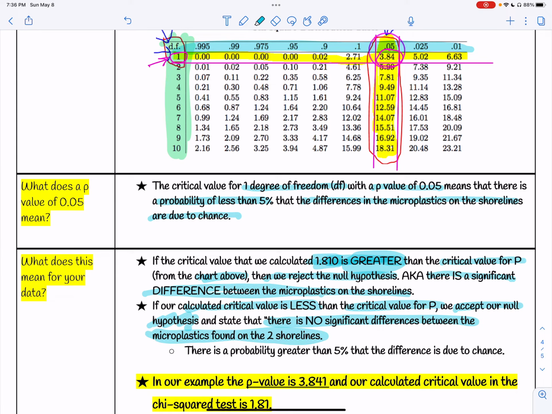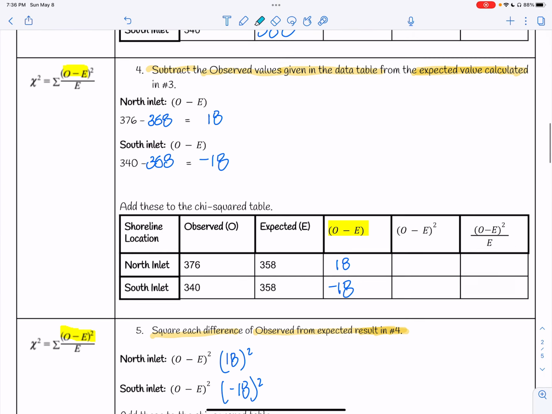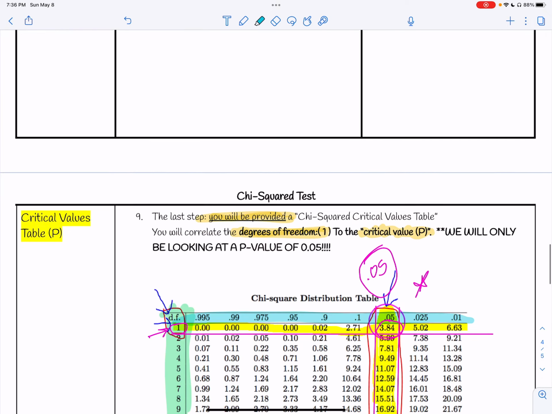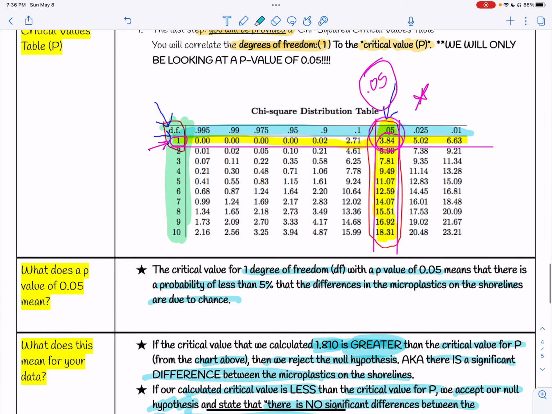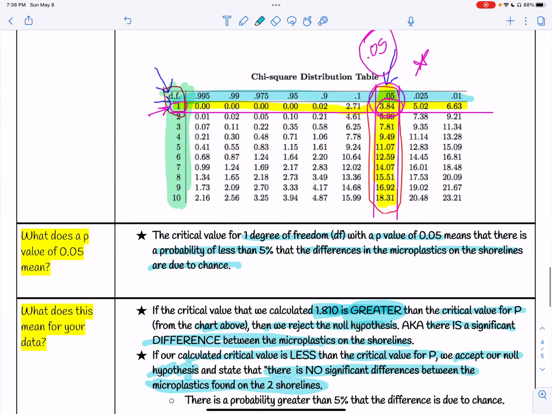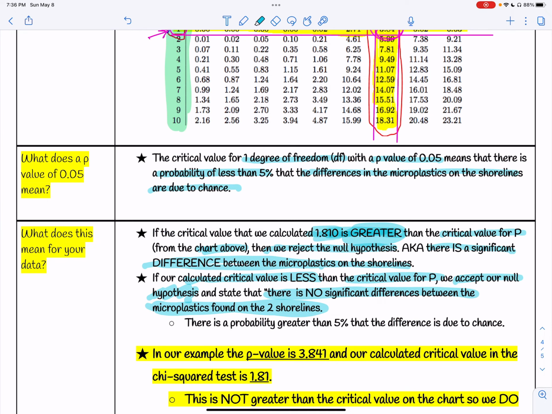And so it's going to take into account, like, what was it, 376 and 340? We can look at that and see that there is a difference. There's a difference of 36, but compared to the entirety of the data, 376, 340, how significant are those values from each other, or how different are they from each other? And so our value was less than the value allowed on the P chart here. So there is no significant difference between the microplastics found on the shoreline.